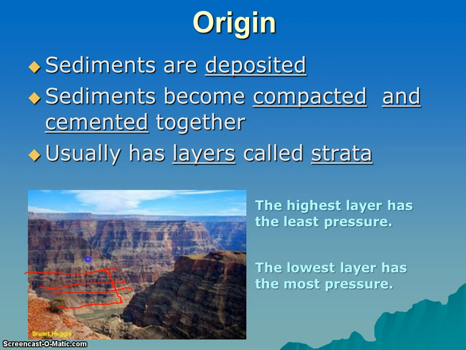Well, the weight of the sediments in this row and this row weighs down on the sediments below, and it compacts those sediments, pushes them all together, and they become cemented together. And those layers are called strata. So you can see a lot of strata, each layer here would be a strata. So we can see that sedimentary rocks form in strata or layers.